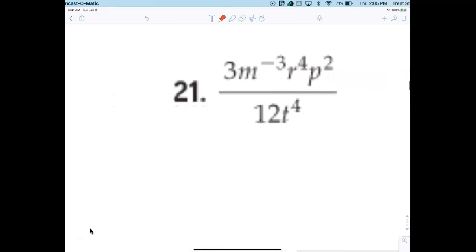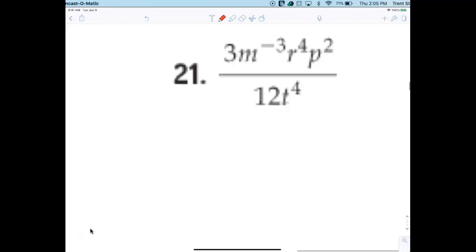Chloe, you're up. All right, don't embarrass me. Again. 3/12. That's what I'm saying. Okay, no. On the bottom, it's 3M. I'm asking about this fraction 3/12. What does that reduce to? 1/4.